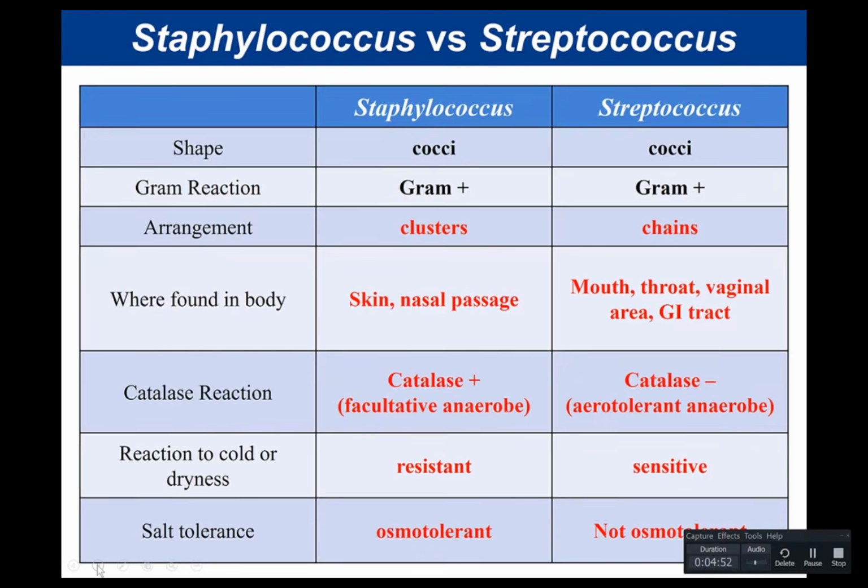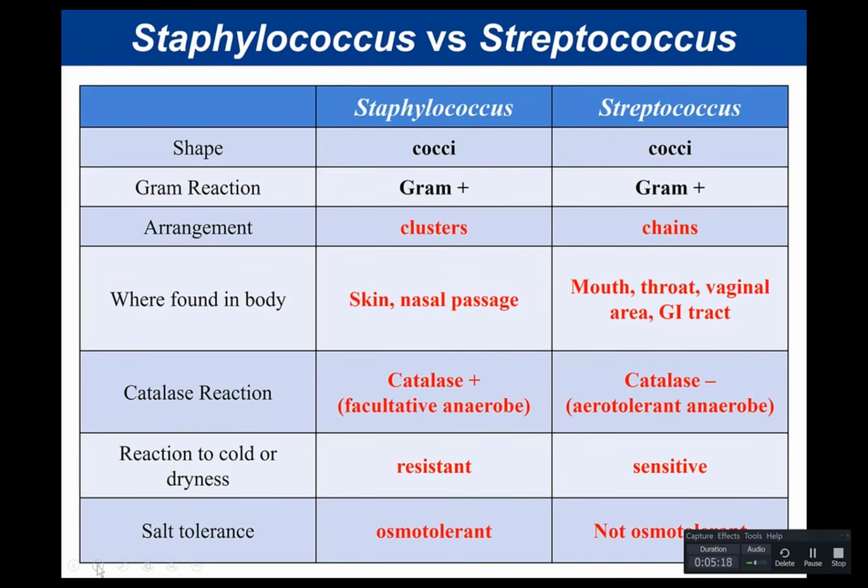Streptococcus, on the other hand, is fastidious, which means that it has very specific growth requirements. And so if you think about the types of places where you find Streptococcus, mouth, throat, vaginal area, GI tract, those are all very moist. Streptococcus is not resistant to dryness. It needs to live in a moist environment.